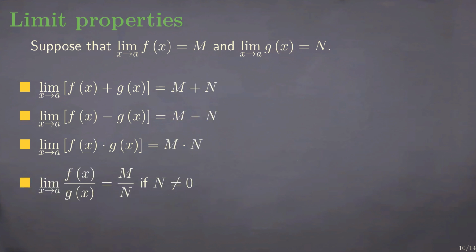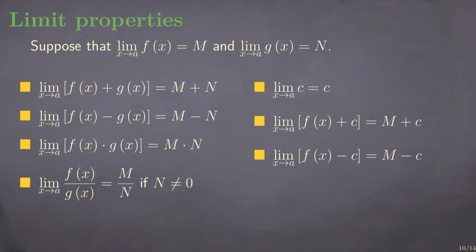So the next property is quite simple, but is very useful in practice. The limit of any constant function f(x) equals c is always c, no matter what a is. And by substituting the constant function c for g(x), we can rewrite the previous rule as: the limit of f(x) plus c is m plus c, the limit of f(x) minus c is m minus c, or the limit of c times f(x) is c times m. Okay.